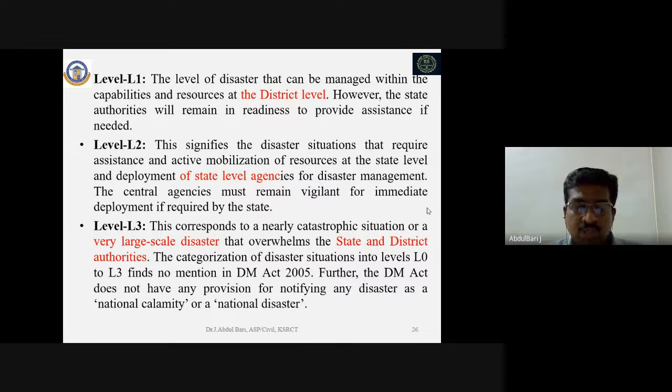So this is about some of the glimpses of disasters as well as the Disaster Management Act, which was formed in 2005, and we have seen the scope as well as the objectives of the Disaster Management Act. Thank you very much.